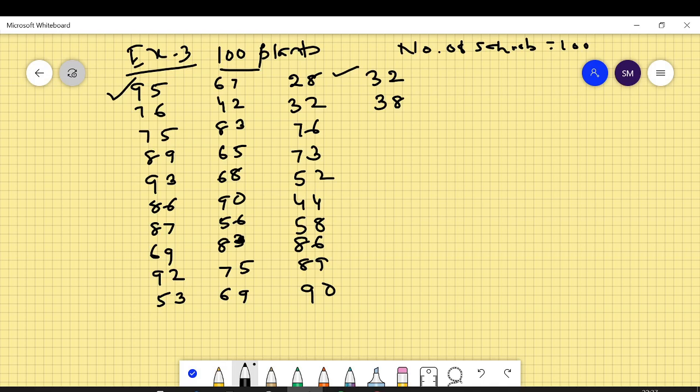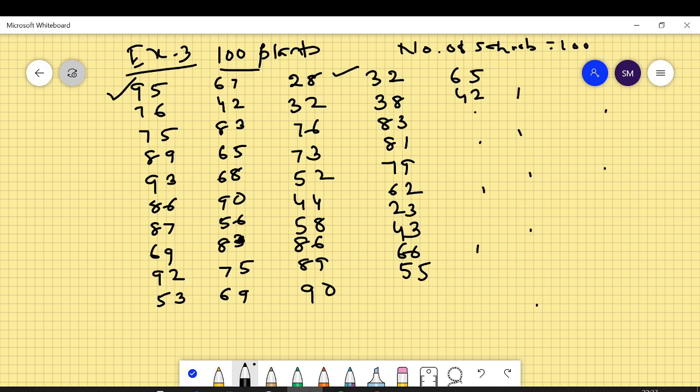Here the school 38, here the school 83, here 81, then next 79, 62, 23, 43, then next 66, then 55. Then here the school 65, then 42. In this way, the data are given by the schools.